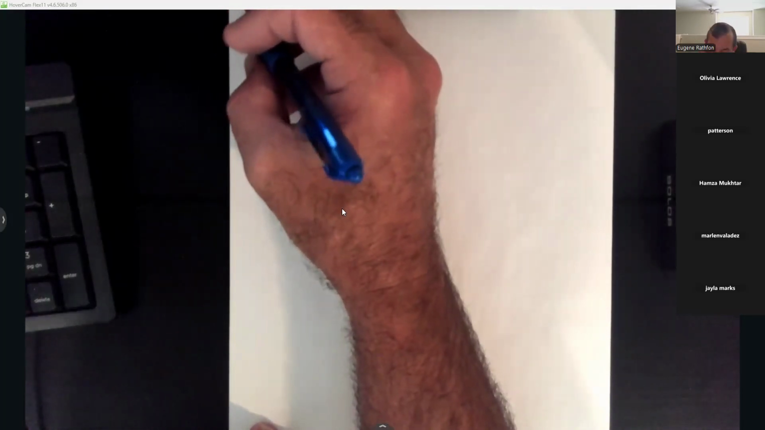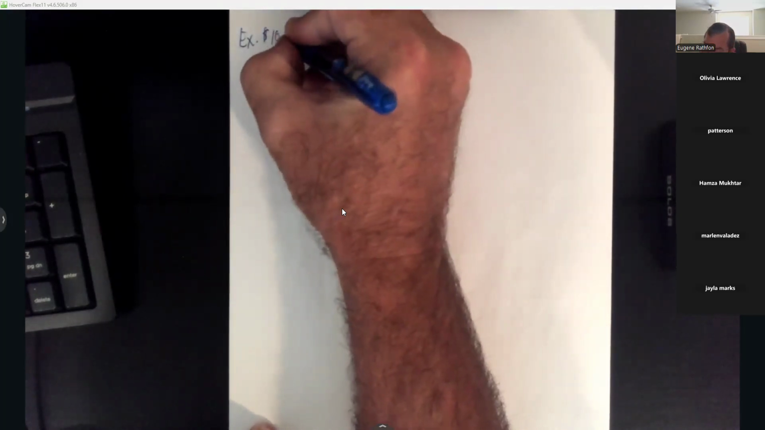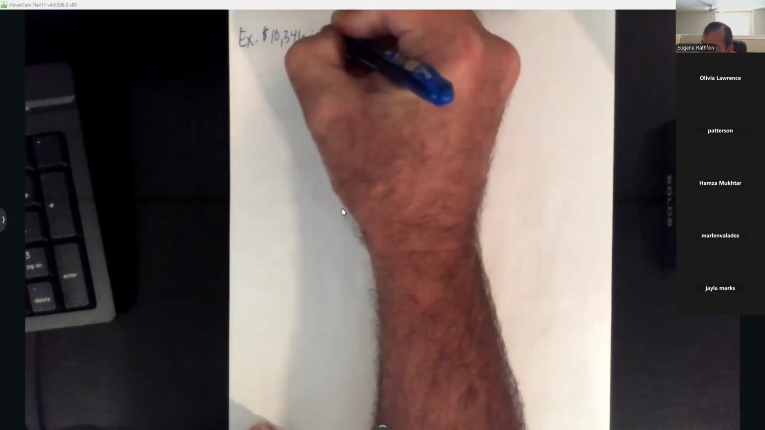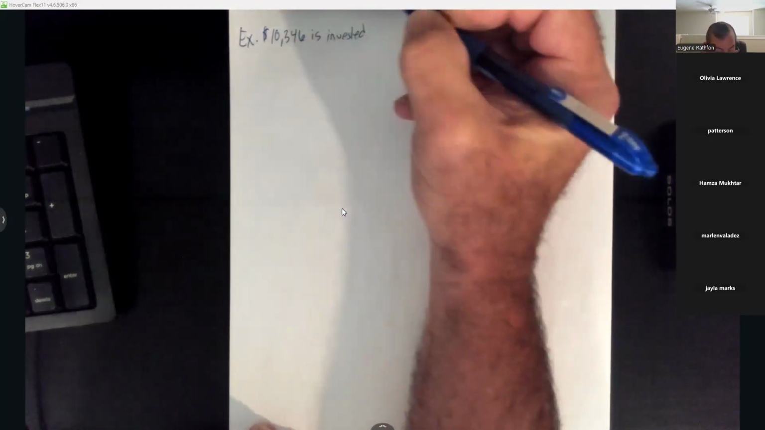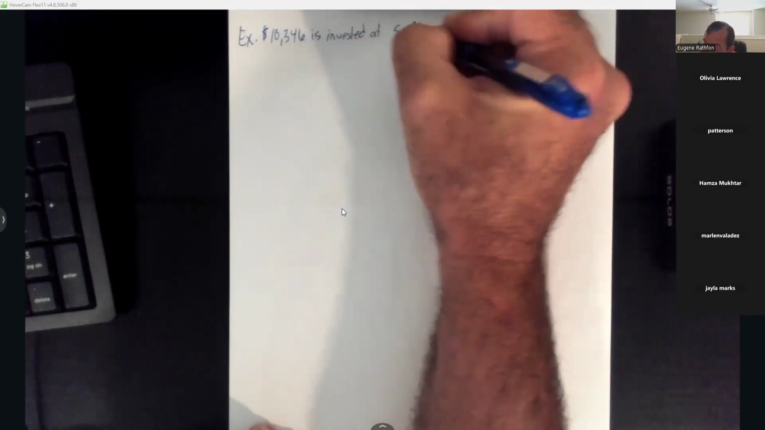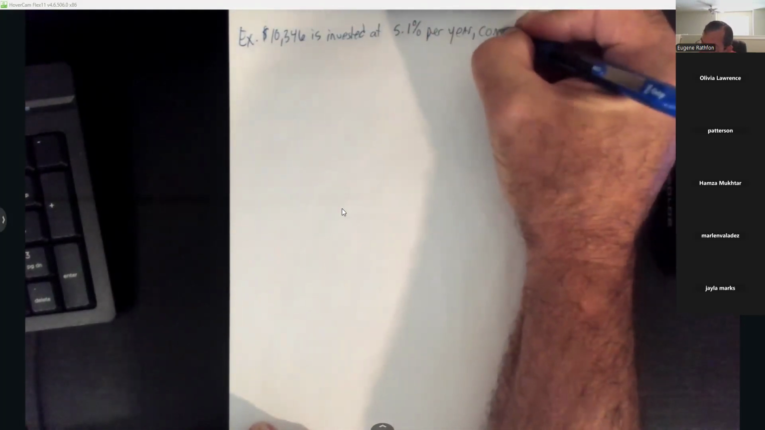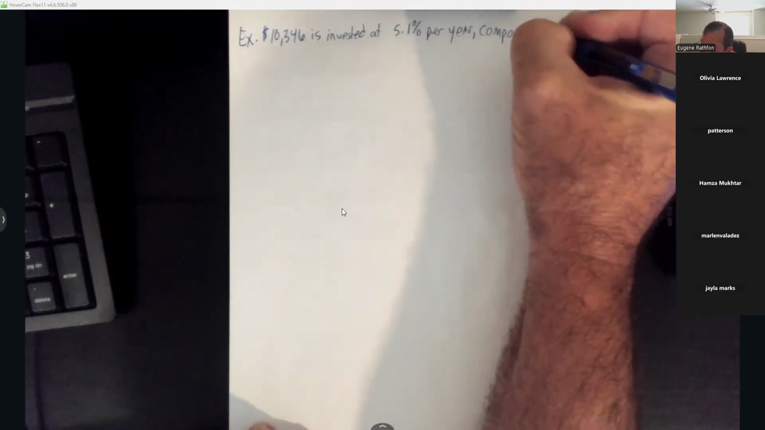All right, so I used the formula for the population. Now I'm going to use it for an investment. They're telling me $10,346 is invested at 5.1% per year, compounded continuously.